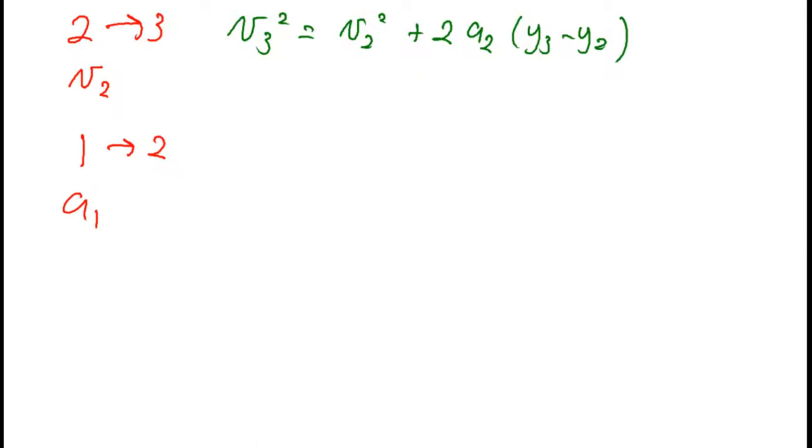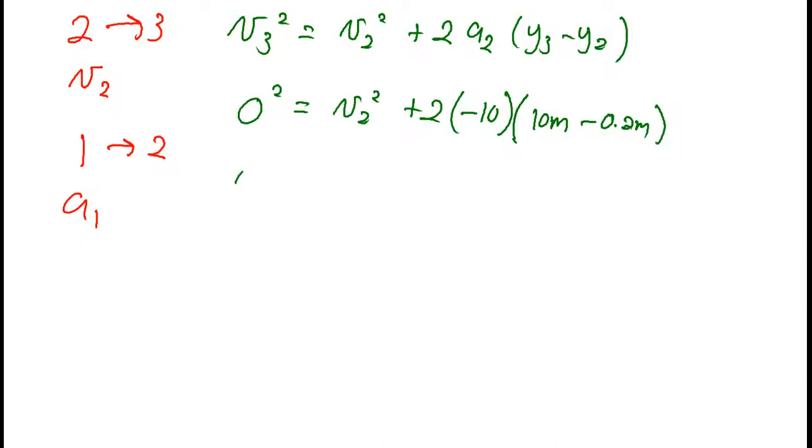So the final value of the velocity at the top of the flight is 0, so that gets squared, equals v2 squared plus 2 times negative 10 will be our acceleration due to gravity in this coordinate system because we picked positive to be up. And y3 minus y2 will be the 10 meters minus the 0.2 meters that Batman's center of mass started at before the flight.